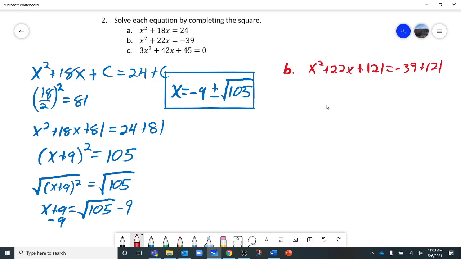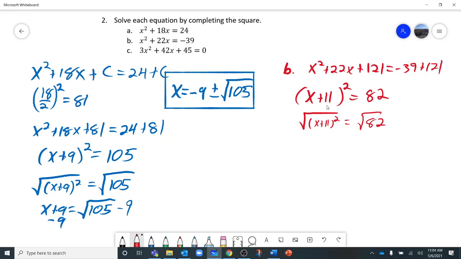So we're going to rewrite this. I'm going to rewrite the left-hand side as the perfect square binomial. X plus 11 squared is equal to 82. Take the square root of both sides. And I know that's going to be around 9 somewhere, but it's not going to be 9 exactly. It looks like when I did the key.